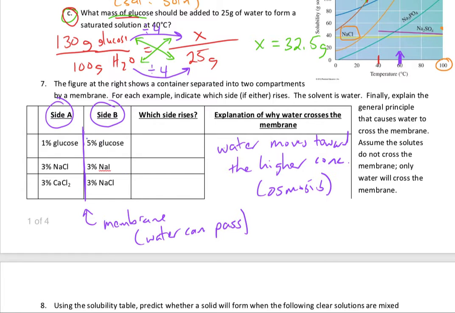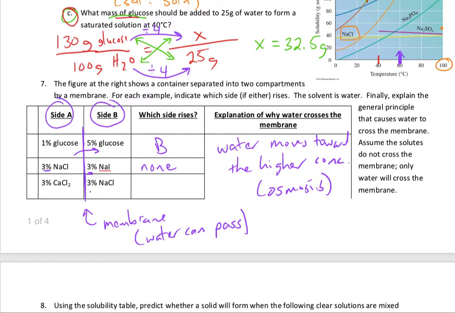For example, this is a higher concentration. The water is going to move toward it. Which side rises? Well, if the water moves toward this side of the chamber, then the water level of B is going to rise. Here you have two solutions. The concentration is the same. The degree of ionization is the same, meaning when sodium chloride dissolves, it forms two ions. When sodium iodide dissolves, it forms two ions. As it turns out, there's no movement, so neither side rises.